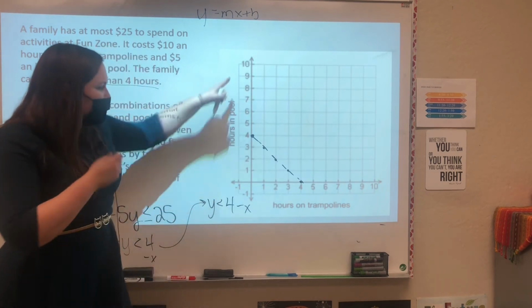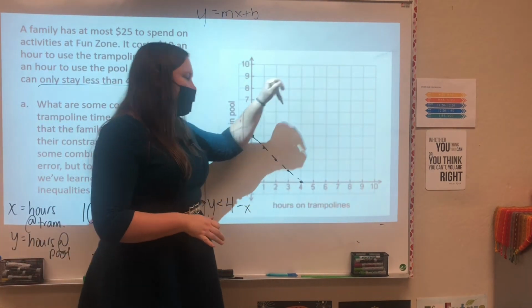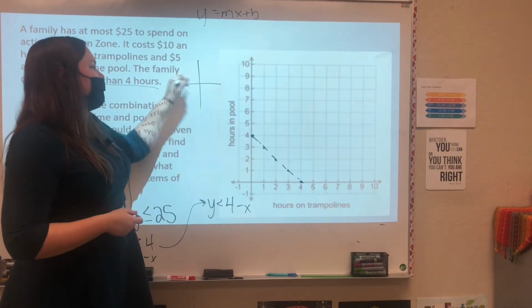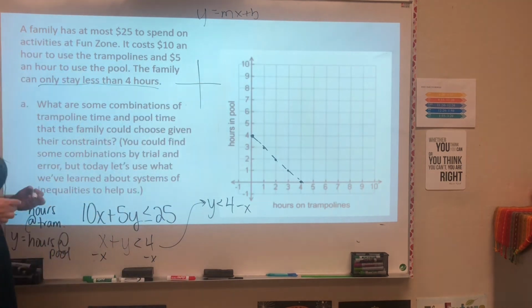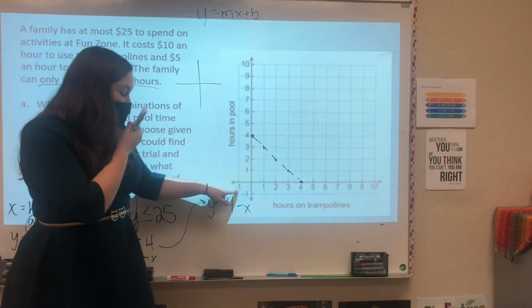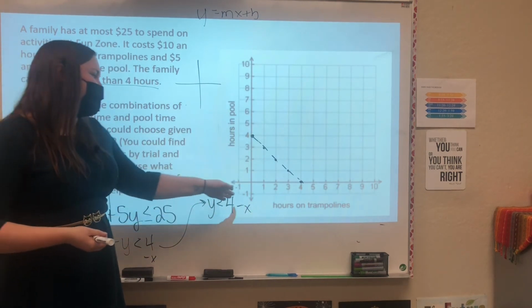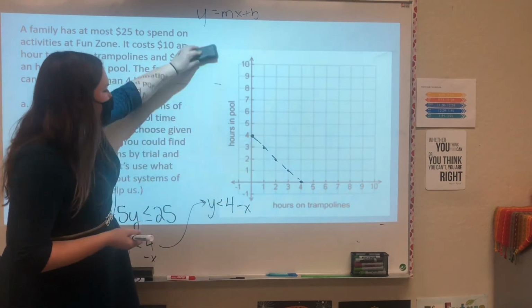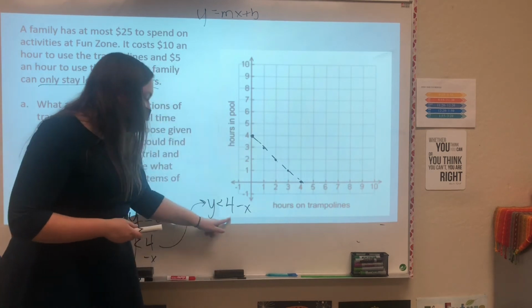Notice in this problem I only gave you this quadrant of the graph. Those ones we were just doing had all 4 quadrants. Why is that? Was that a mistake on my part? No, because you cannot be there for negative hours. If we kept going with those negative ones, negative hours on trampoline, negative hours in a pool, which is impossible. All right, so you got our first one for us.